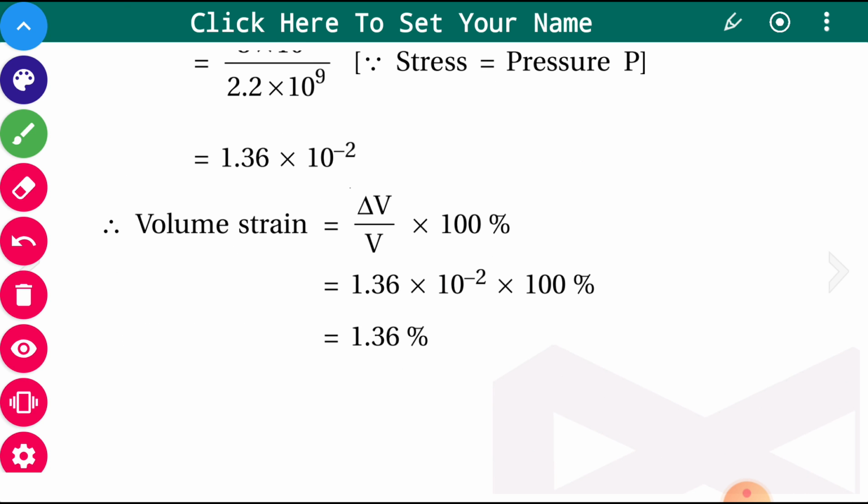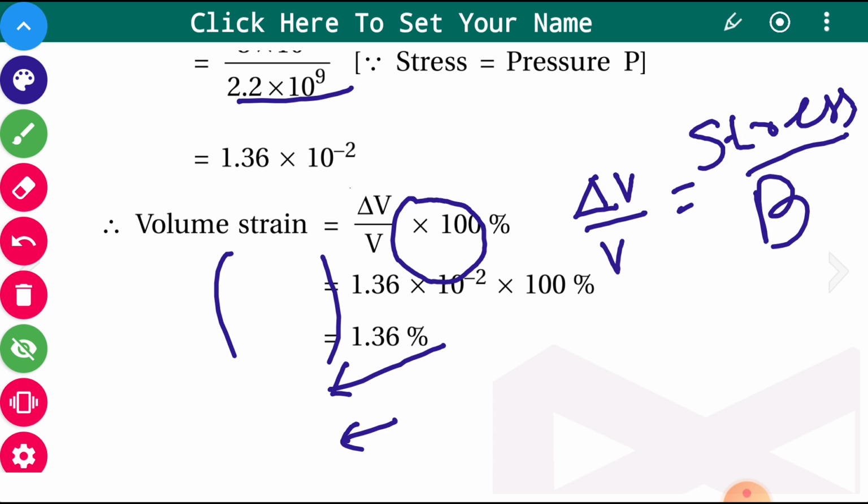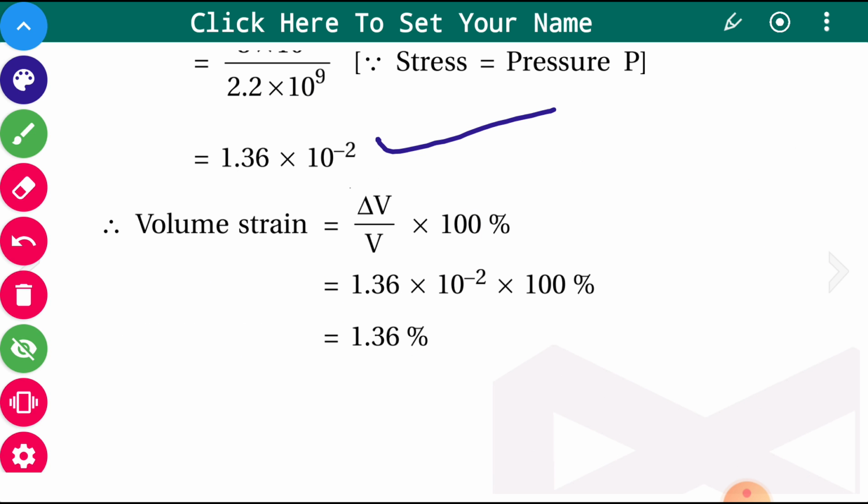If you multiply that value by 100, then you will get the percentage change in volume, and that is 1.36%. Calculate these illustrations in your notebook, and try to practice them.